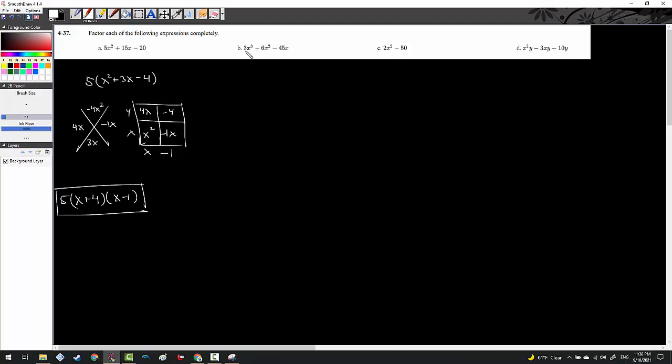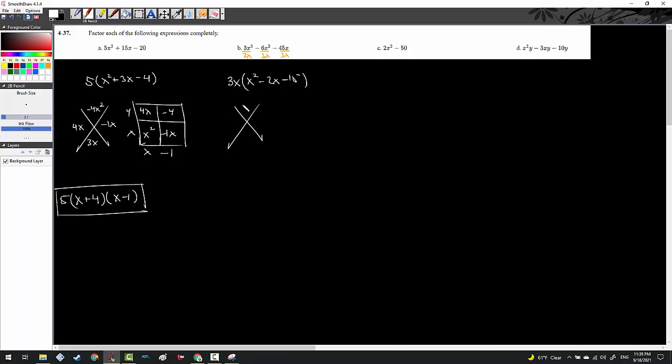Look at B. It looks like 3x cubed minus 6x squared minus 45x. Looks like I can factor a 3x out of there. That's my greatest common factor right there. So if I do that, I'm dividing everything by 3x. And again, don't feel afraid to draw this literal division going on here. And so I'm going to get x squared minus 2x minus 15.